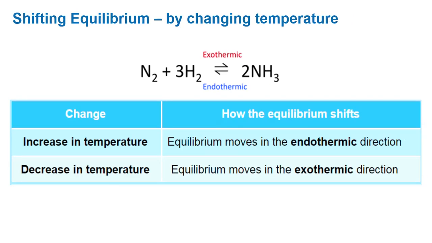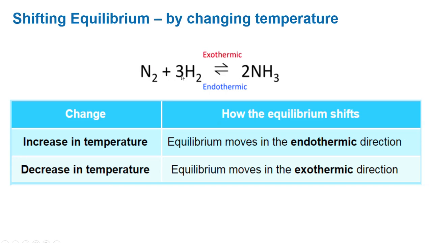Shifting equilibrium by changing temperature. The forward reaction is exothermic. It gives out heat energy. Using this heat energy, ammonia molecules break down to produce nitrogen and hydrogen. This is an endothermic reaction. If we heat the equilibrium mixture, the backward reaction is favored. That is, more ammonia molecules break down by using the heat energy to produce nitrogen and hydrogen.